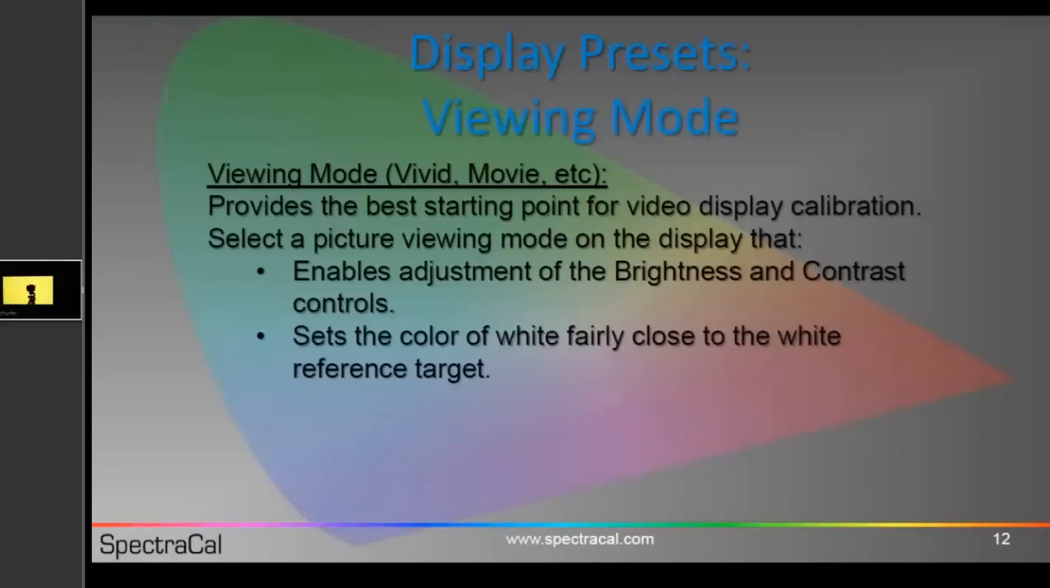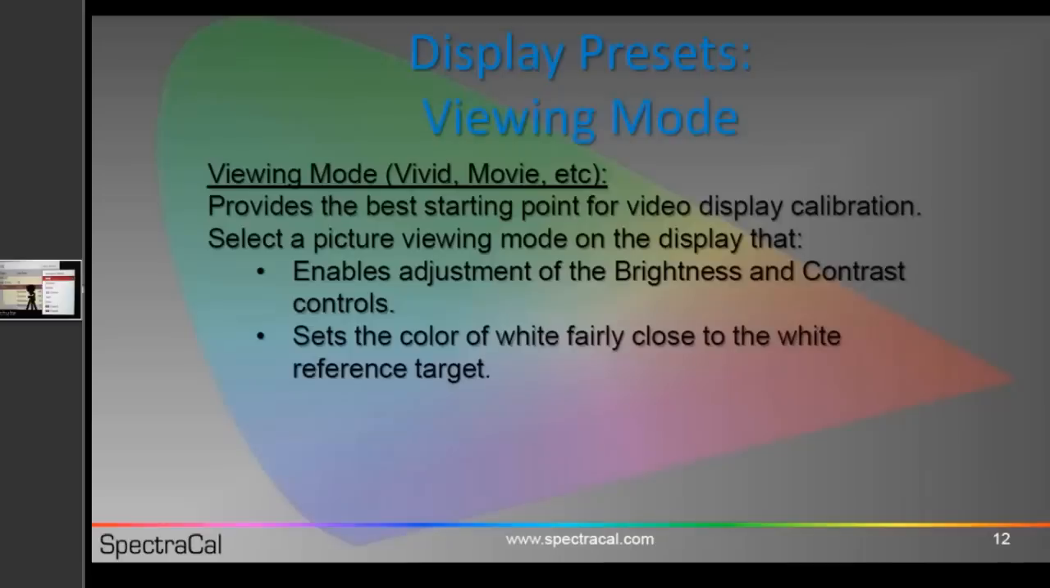So let me turn the webcam back on, and let me bring up the menu on the display. And so here's the list of the available picture viewing modes in this particular LG display. We see that Vivid is the default selection. In fact, this television is reset to its out-of-the-box condition, and so this is the way that we would normally have seen the display when we first unpacked it.